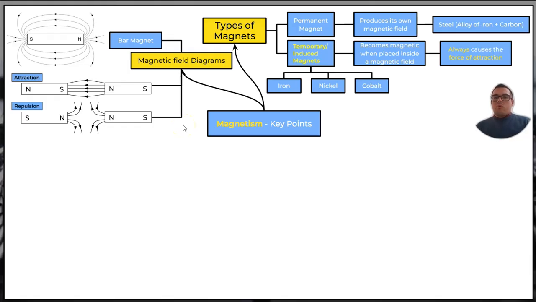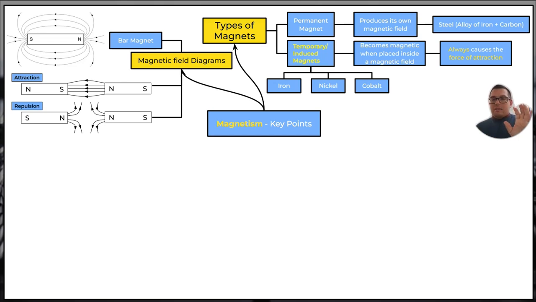Now, there's one really important thing here. We've already talked about the idea that opposites attract. North and south will attract, and like poles, so north and north or south and south, will repel. But there is a fourth option, and the fourth option is the one most people miss. It's also highly common to come up on the exam because everybody forgets it. What happens if, instead of bringing a north and a north or a north and a south together, I bring a magnetic pole, say a north, near to a temporary magnet?